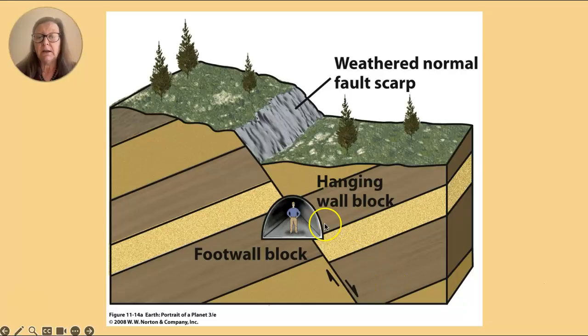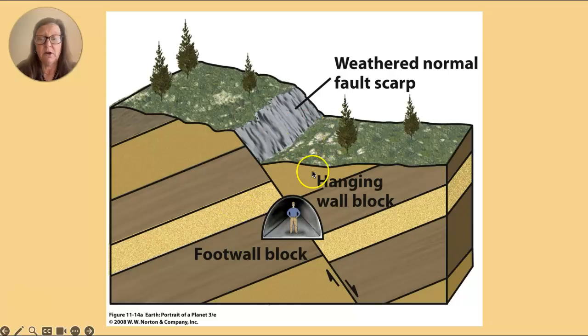So if a mine tunnel happened to go across a fault like this, the miner would put their lantern up above them and they would call that side of the fault the hanging wall because that's where their lantern was hanging. Their feet, on the other hand, would be below them. That would be the footwall block below the fault. So we always look at the hanging wall and the footwall as the 2 sides of a dip-slip fault.